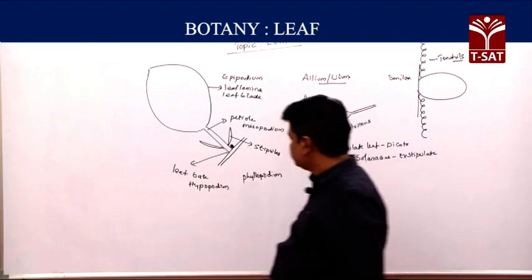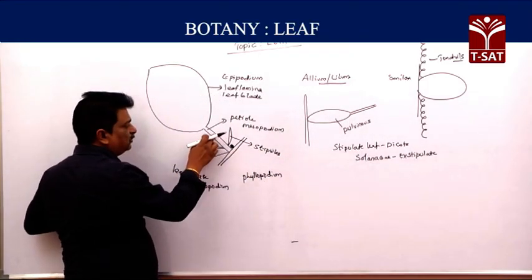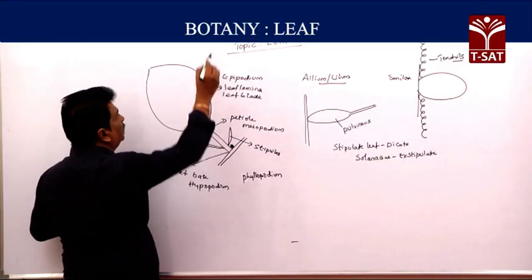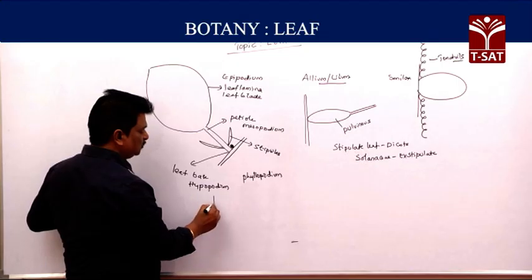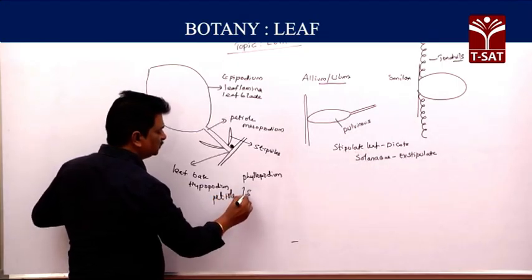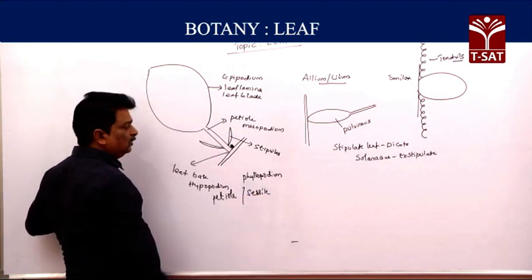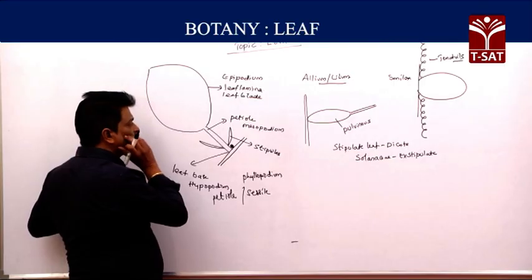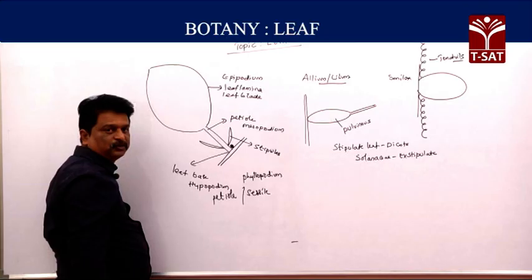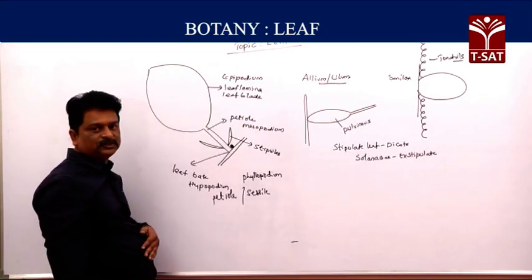Then next one is petiole. The stalk of the leaf is called a petiole, and a leaf with a petiole is called a petiolate leaf. If the petiole is absent, such a leaf is called sessile. Function of petiole: the tip of the petiole bears the leaf lamina, so it exposes the leaf lamina to light for photosynthesis.